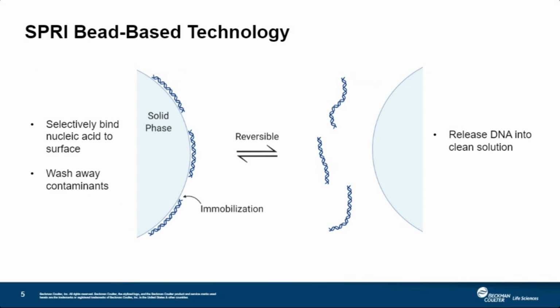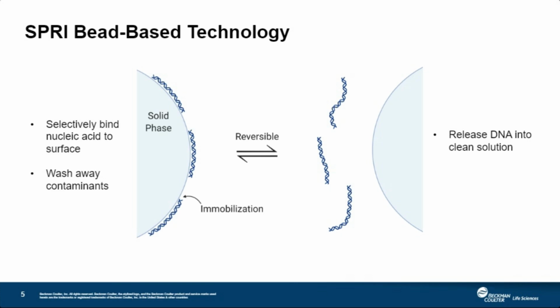So I'm going to talk to you a little bit today about SPRI-based technology. And SPRI stands for solid phase reverse immobilization. What this means is that under one set of conditions, your DNA is going to bind to the beads. You simply do some washes to purify your sample, and then you change the environment and the DNA will no longer bind. So really simple process of bind, wash, and then elute.